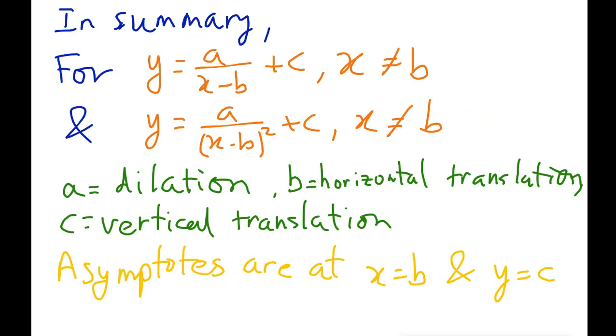So, just in summary, for the graphs that we have there, a is our dilation, b is our horizontal translation, c is our vertical translation, and the asymptotes are x equals b and y equals c.